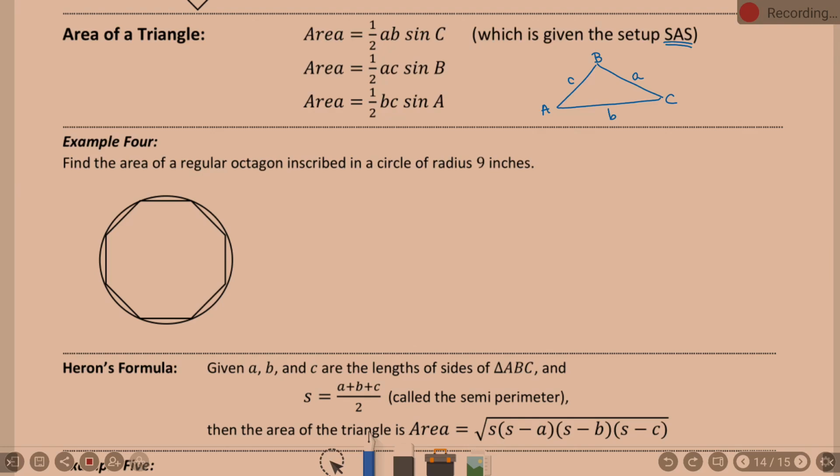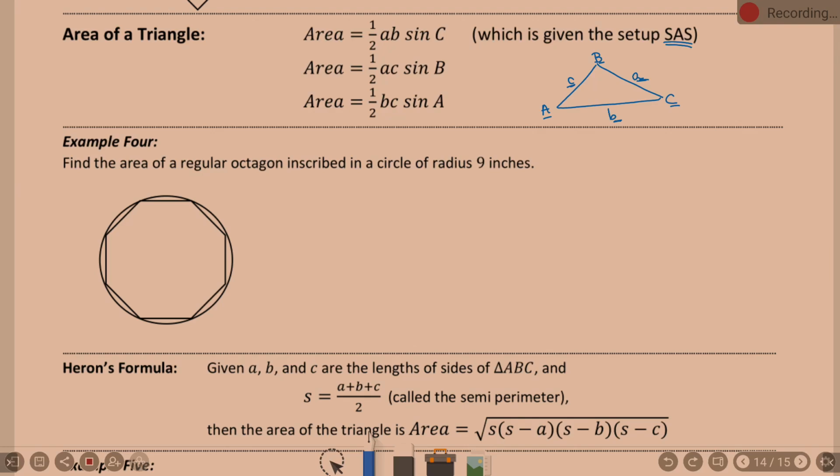Well, that is 1/2 side A, side B, the angle between them. Or AC, 1/2 AC sine B. Side A, side C, the angle between them. Okay, so it's always the connection. Or 1/2 BC sine A. So the key is you just have to be given the two sides and the angle between them. And this is an area formula.